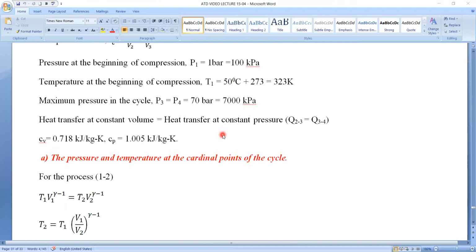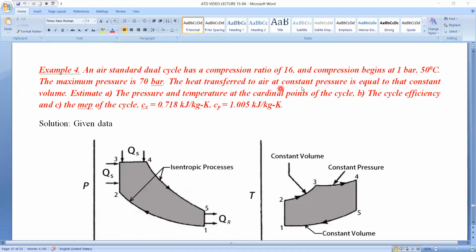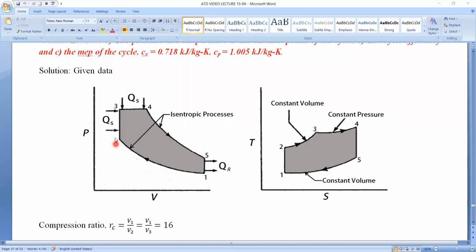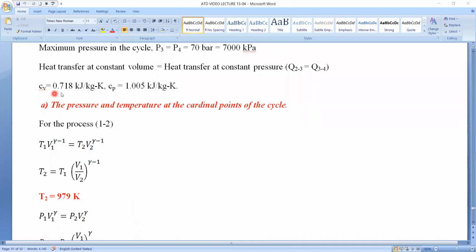Now the most important condition given in this problem is that the heat addition at constant pressure is equal to the heat addition at constant volume. So whatever heat is added during the constant volume process, that is 2 to 3, is equal to the heat added during process 3 to 4. So Q2-3 is equal to Q3-4. This is a very important assumption that has been given. Cv is 0.718 kilojoules per kg Kelvin and Cp equals 1.005 kilojoules per kg Kelvin.